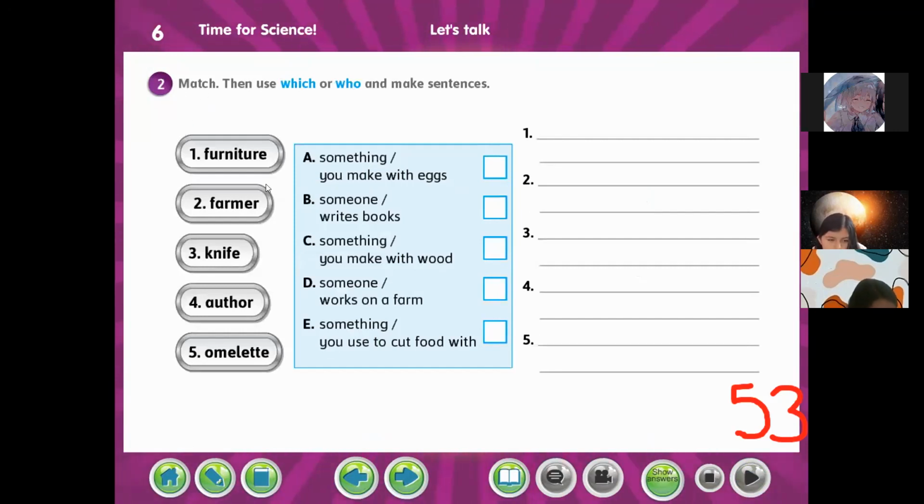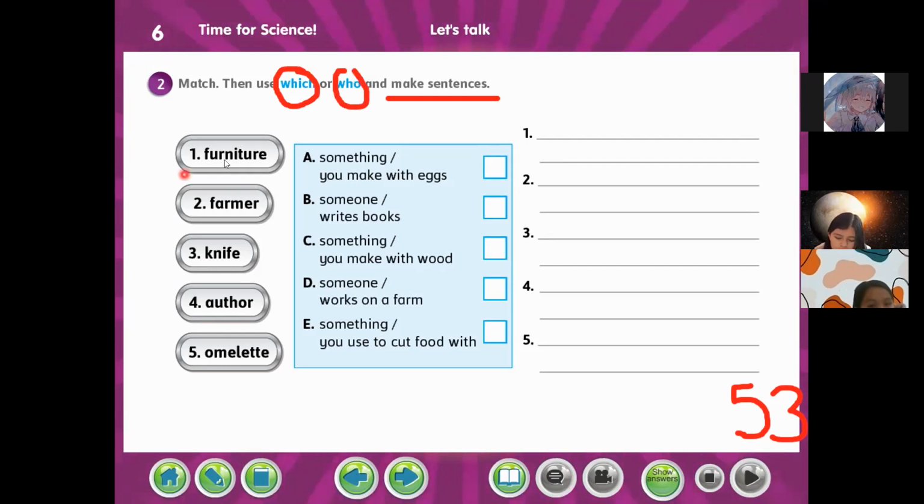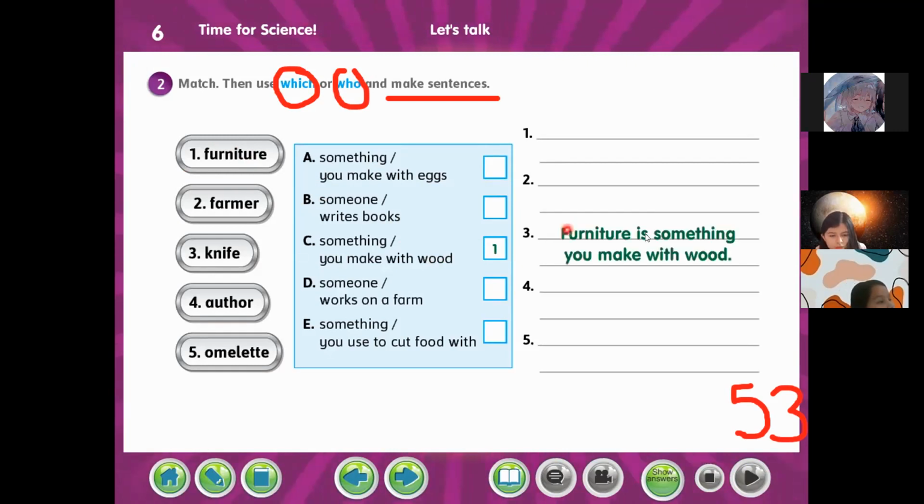Now we are going to match these words with these clues, and then we are going to make sentences. We are going to use which or who. For example, number 1, a furniture is something that you make with X? No. A furniture is someone who writes books? No. A furniture is something which you make with wood? Oh, yes. So this is number 1, and the sentence is: furniture is something you make with wood. Okay? Who can tell me about the farmer? Sebastian, can you tell me the farmer?